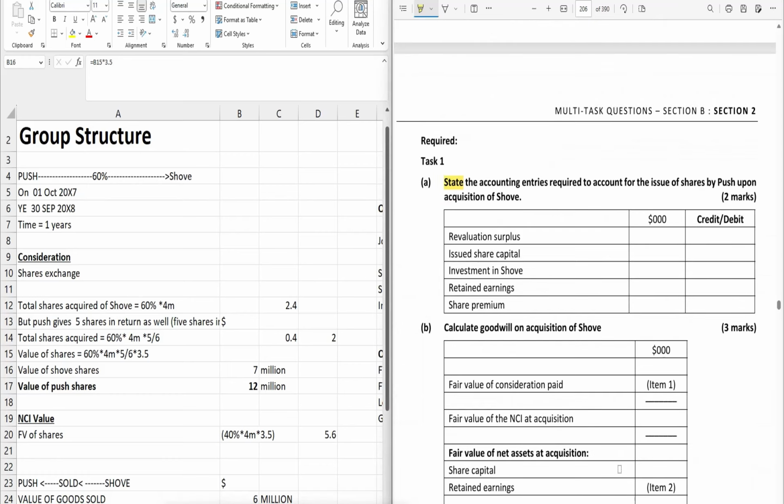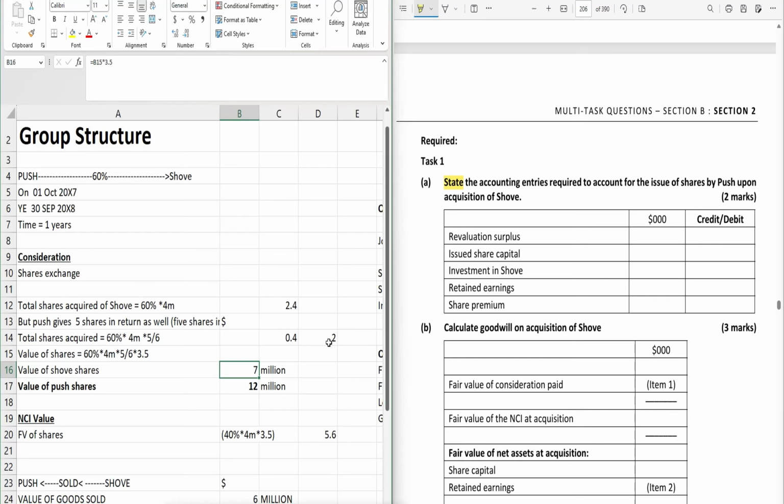Let's come to the question again. Do you think this entry will hit the revaluation surplus? No. So we will do nothing for the revaluation surplus. Now, issue of share capital. Have the shares been issued by the Push? Yes. And what is the share capital value? So we need to figure that out.